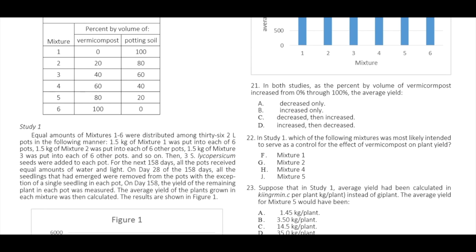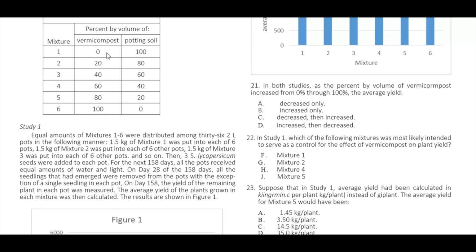The next question, question 22, reads, in study 1, which of the following mixtures was most likely intended to serve as a control for the effect of vermicompost on plant yield? So it's asking, which mixture served as a control for the effect of vermicompost? Let's go over the table and see what the different mixtures are composed of.